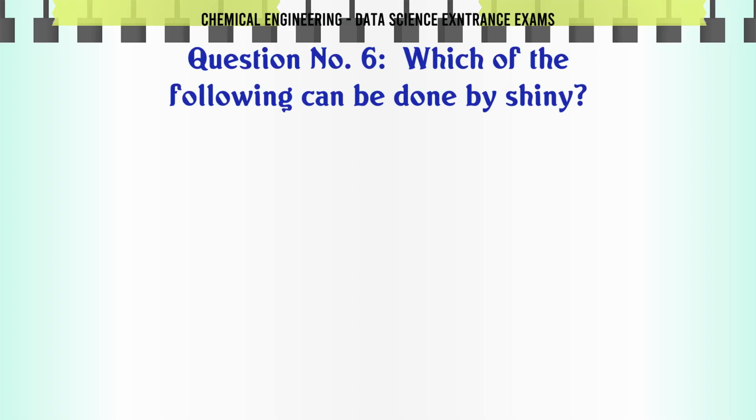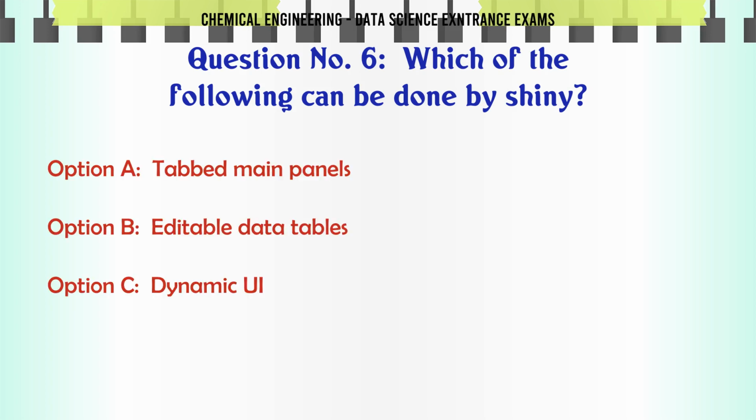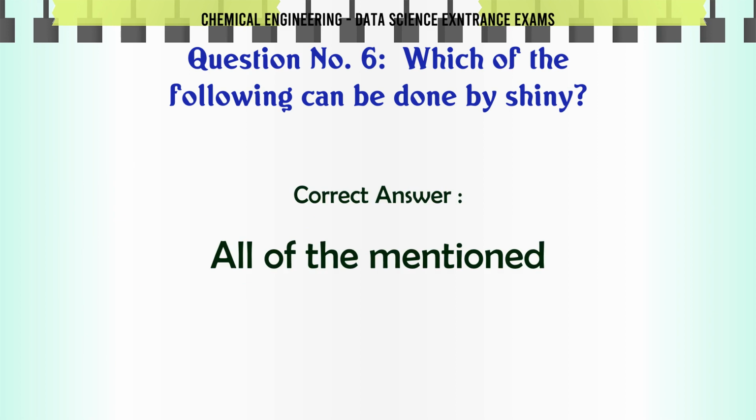Which of the following can be done by Shiny? A. Tabbed main panels. B. Editable data tables. C. Dynamic UI. D. All of the mentioned. The correct answer is all of the mentioned.